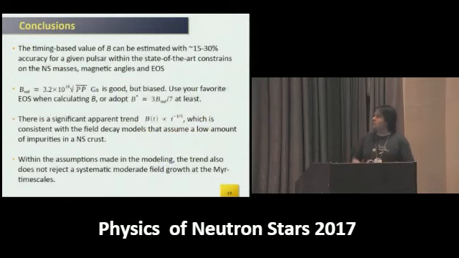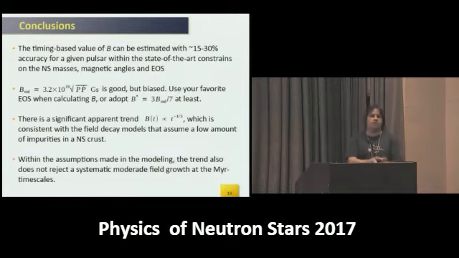And this is my conclusion. It seems that timing-based magnetic fields, the magnetic fields of radio pulsars, can be constrained from their timing with an uncertainty which is less than 15 or 30%. The magnetic dipole field estimator is quite good, but it is biased.